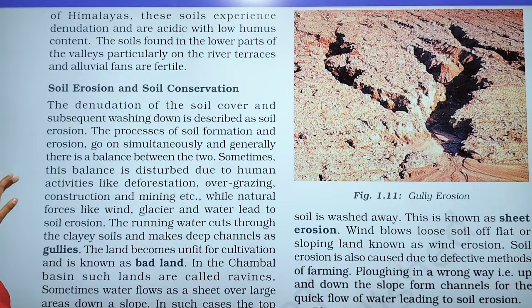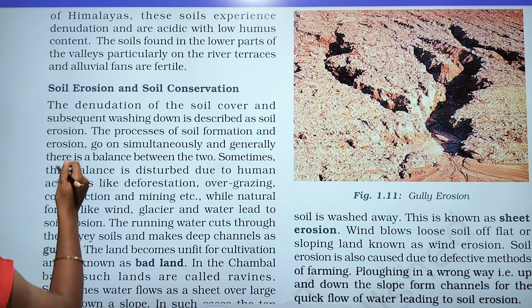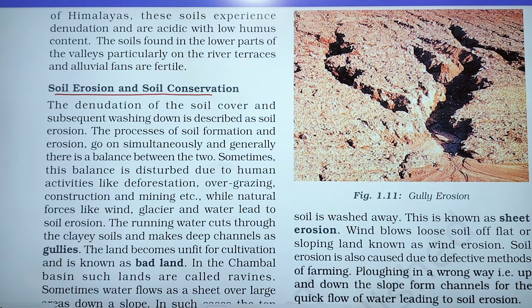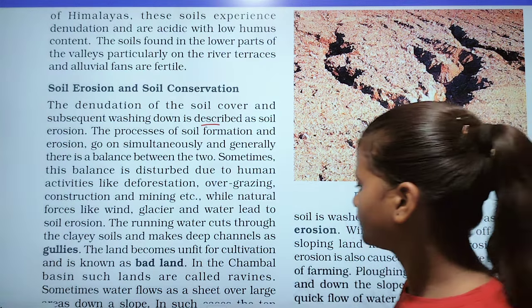Now let's see soil erosion and soil conservation. The denudation of the soil cover and subsequent washing down is described as soil erosion. In simple words, the removal of the topmost layer of soil is called soil erosion.